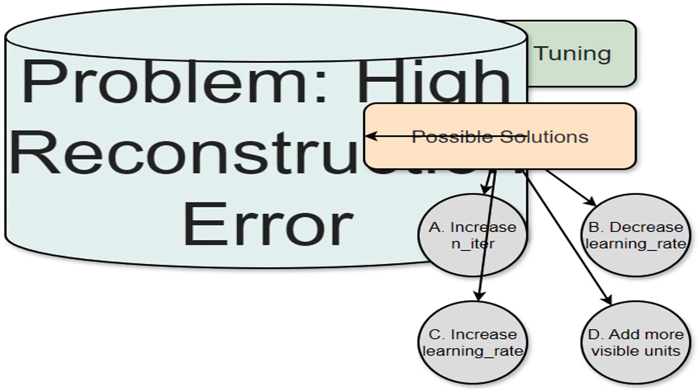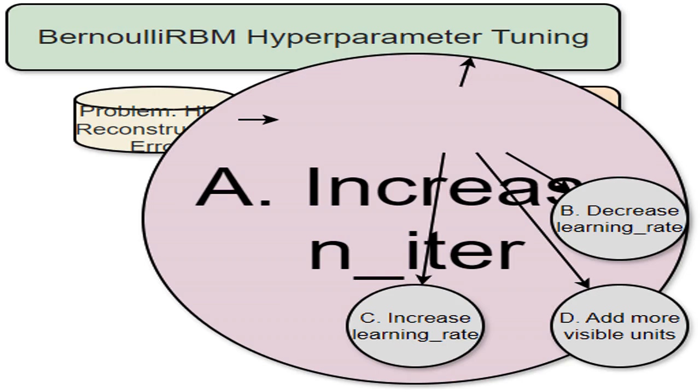This suggests the model hasn't learned the underlying structure of the data effectively. We need to explore why this is happening and how we can fix it. The parameter n_iter controls the number of training iterations. Increasing n_iter gives the algorithm more chances to learn from the data.